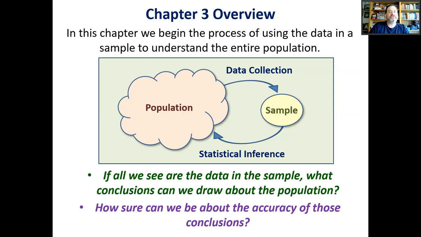And the focus of Chapters 3 and 4 is the two bullets at the bottom. If all we see are the data in the sample, what conclusions can we draw about the population? It's a really big question. It's hard to answer. The rest of this class is basically focused on that and how sure can we be about the accuracy of those conclusions. So first question, can we draw any conclusions? Second question, if we draw a conclusion, how sure are we that that is the correct conclusion to draw? Two very different questions, and it requires the whole rest of the course to answer them.